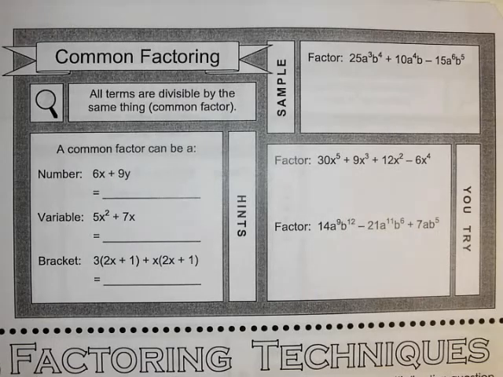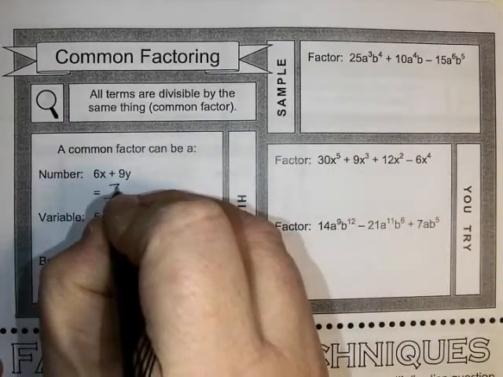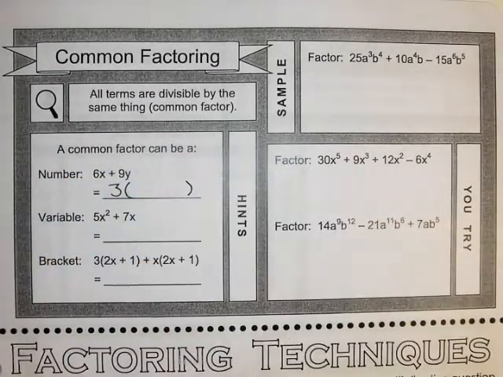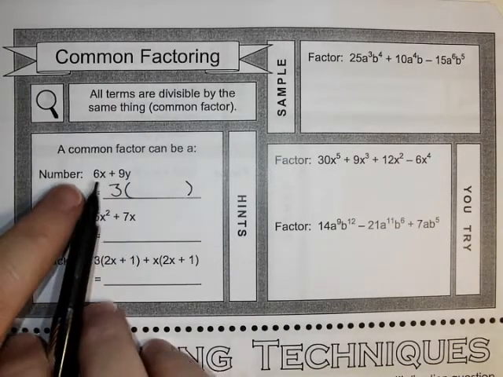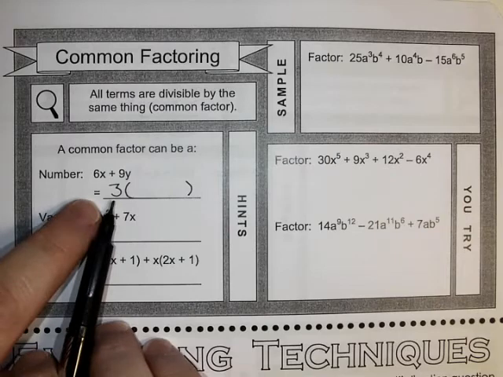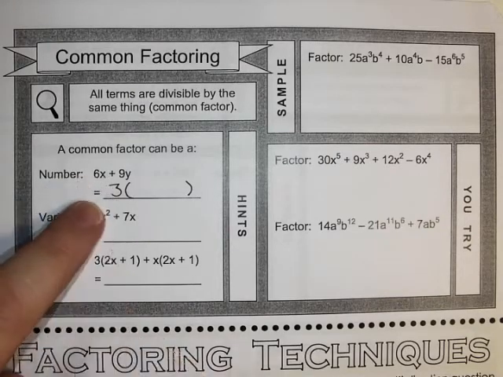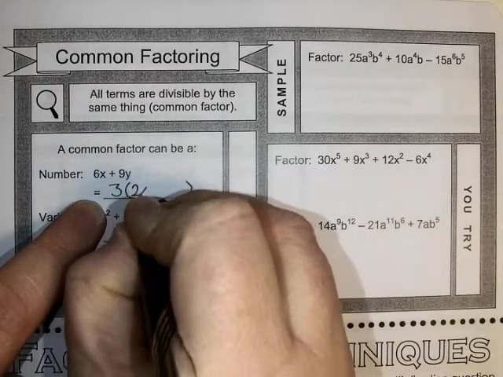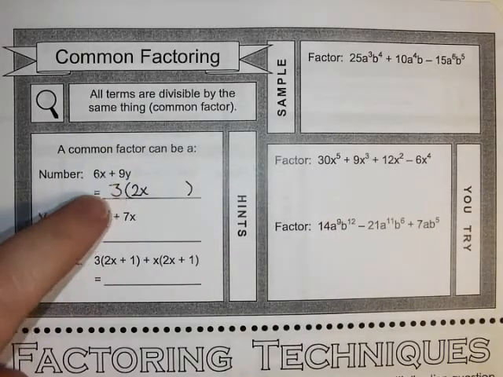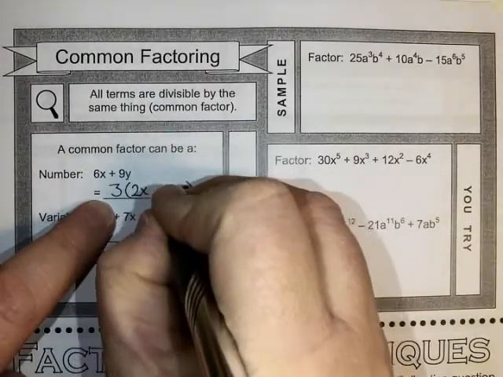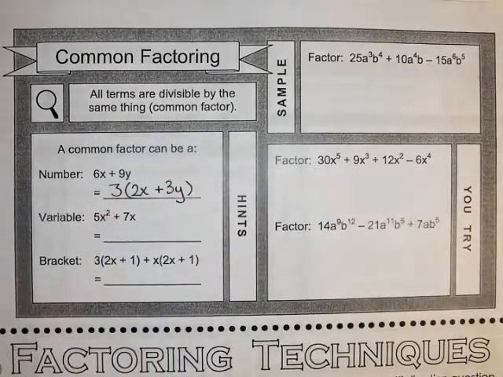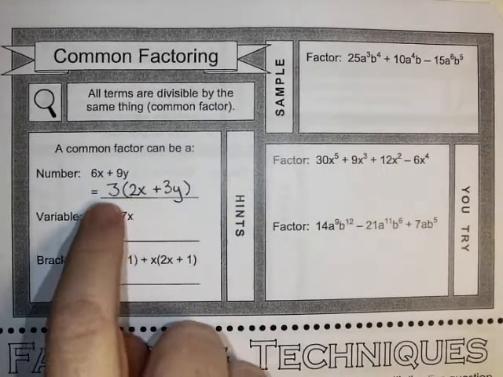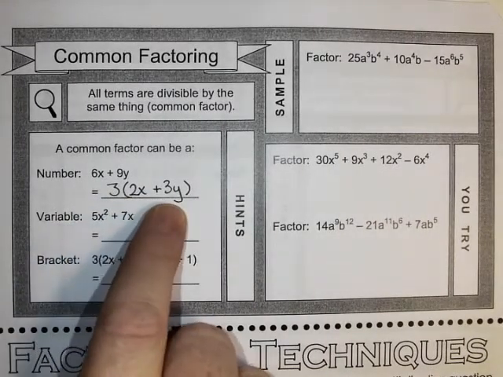The numbers 6 and 9 both divide by 3. So I could say that I think the original multiplication question was 3 times something. Then I take each of these terms and divide them by 3. 6x divided by 3 is 2x, and 9y divided by 3 is 3y. So 6x plus 9y is the same thing as the multiplication question 3 times (2x plus 3y).